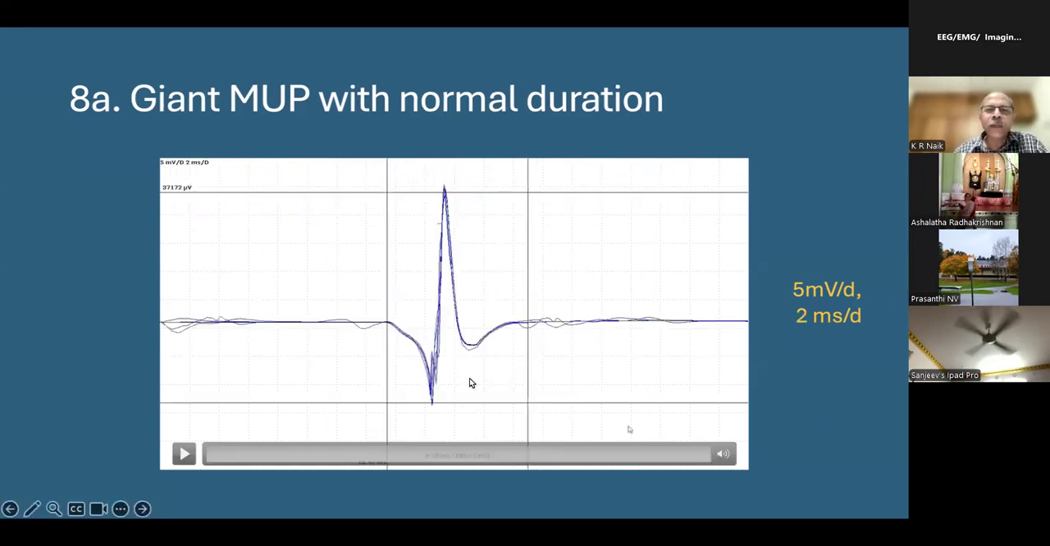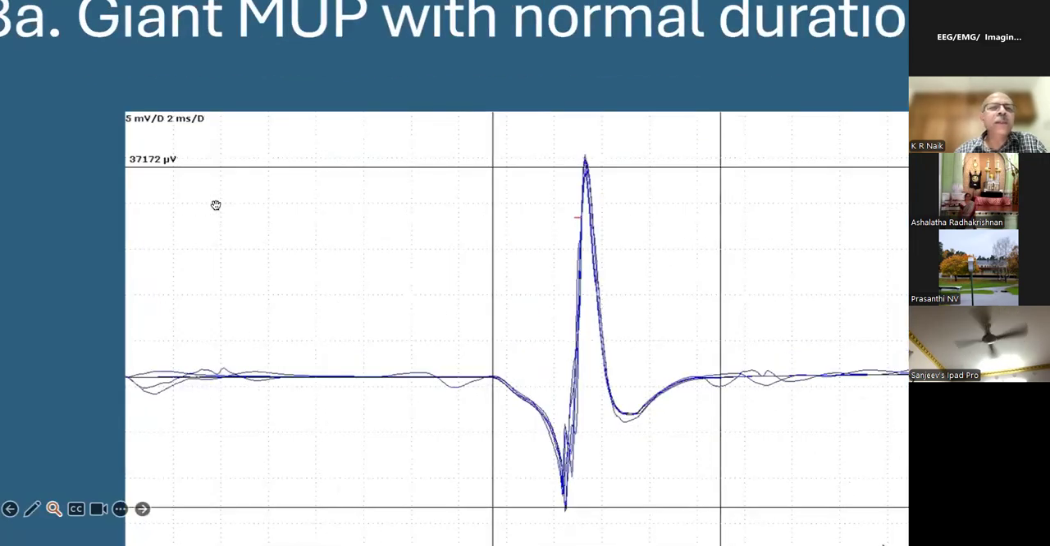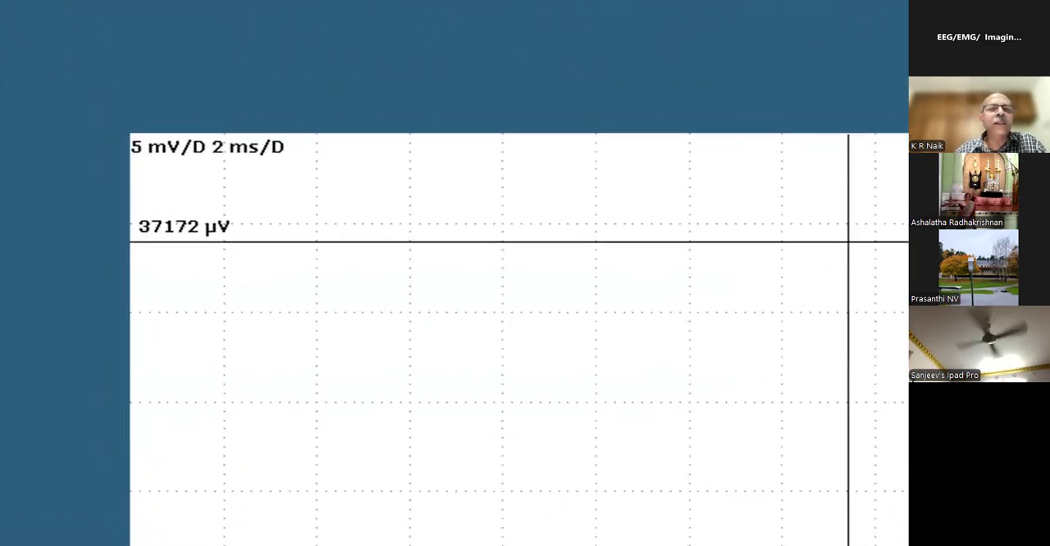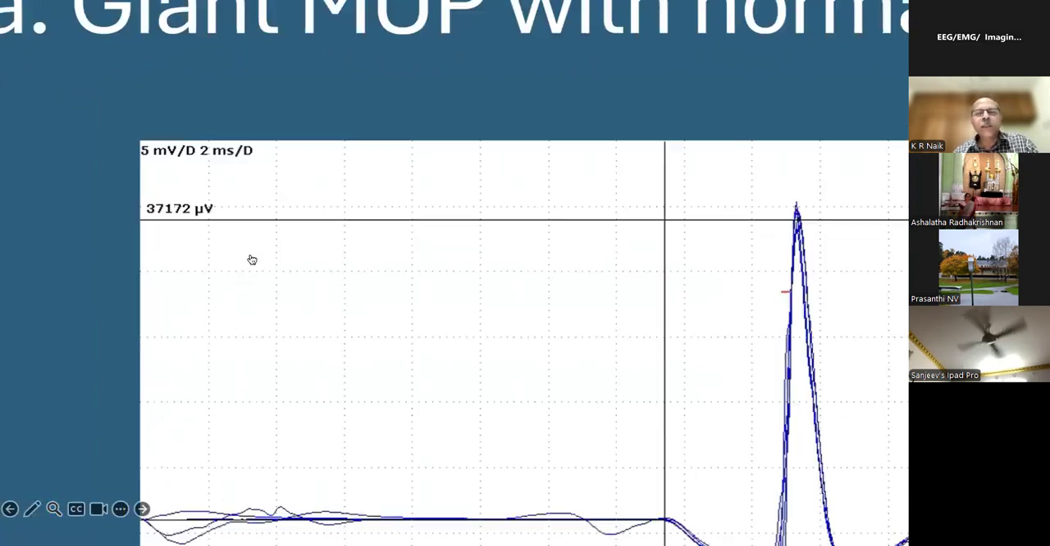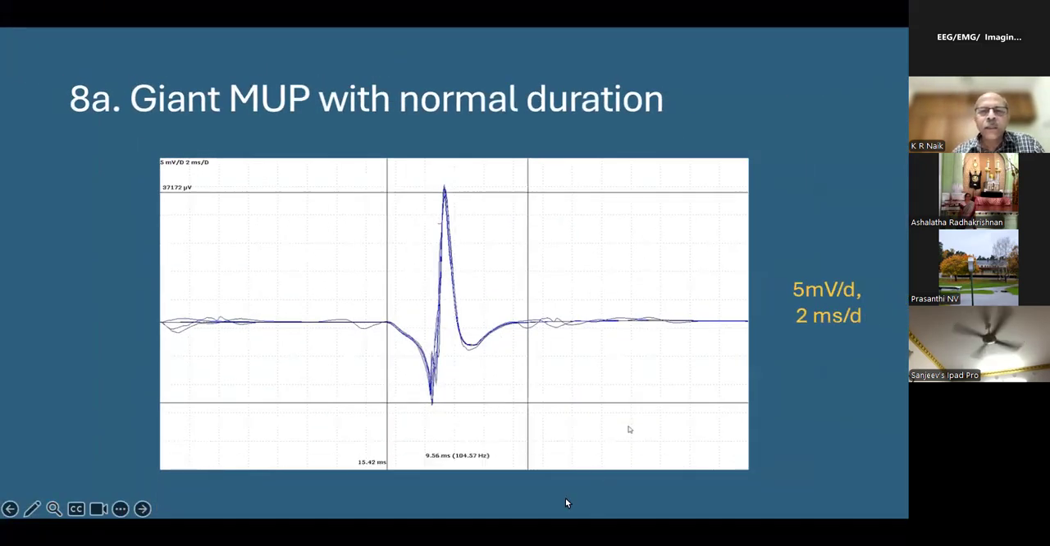So this is superimposed. The value we measured tentatively as 35, now it's 37 millivolts. Duration is around 9.56, so it is almost 10 milliseconds duration. It's a normal duration, but a very, very large amplitude. This person had anti-Honsel disease, chronic, going on for almost 1 year.